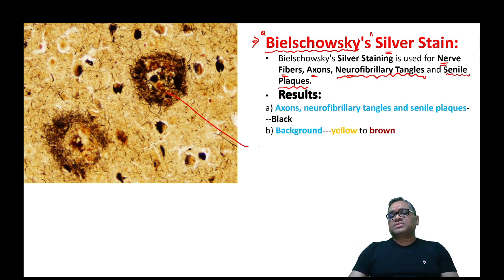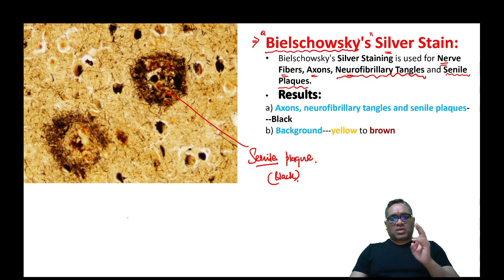You can see this is one of the senile plaques which is looking black in color. This is the senile plaque which we are seeing on the Bielschowsky stain, which is looking dark brown or black in appearance, right? So now you understand Bielschowsky stain, brown or black in color because they are silver stains. And what we can stain here: axons, neurofibrillary tangles and senile plaques.